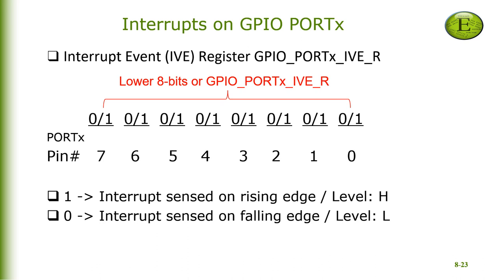The interrupt event register, GPIO port X IBE register, again least significant 8 bits corresponding to the 8 pins of the port. You set them to 1, it means that the interrupt is sensed on the rising edge or the level. If the pin is configured for the edge interrupt, then it is going to be the rising edge. And if the pin is configured for the level triggered interrupt, then it is going to be a high voltage level if the corresponding bit is set equals to 1. 0 means low voltage level, or the falling edge.